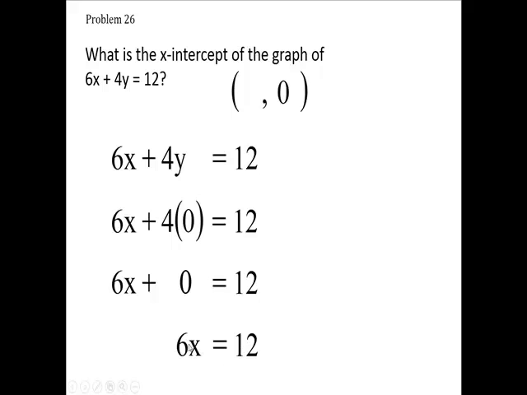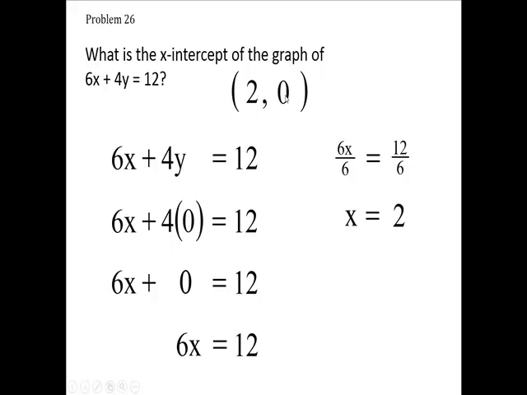Why are we dividing by 6? Because 6 is the coefficient of the variable. Coefficient is the number in front of the variable. That's what we want to get rid of, the coefficient. So we divide this by 6 and this by 6, then x here. 6 over 6 is 1, 1 times x is x. The 6 cancels. That leaves me x equals 2. All right, so my point is 2, 0.